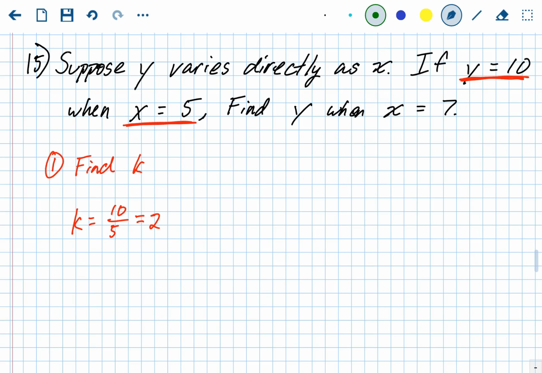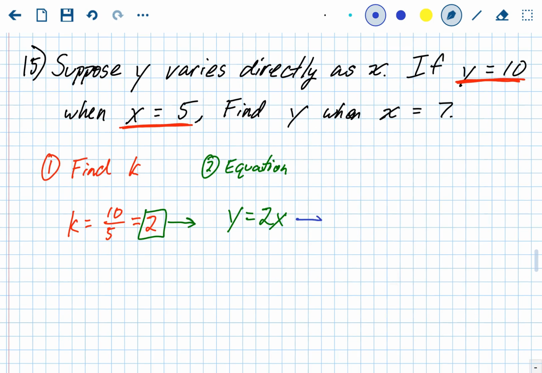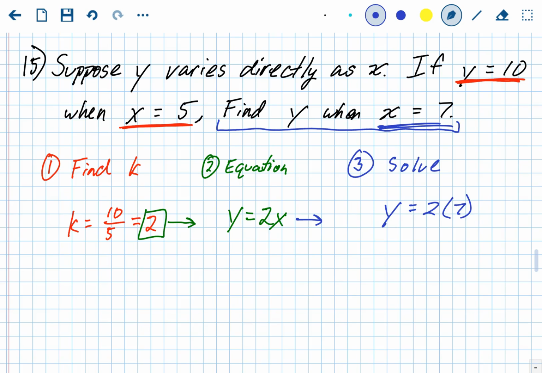We're going to use that k value to then write the equation. The equation y equals kx. We just found k. K is 2. We're going to use that in our equation y equals 2x. All right, and then we're going to use that equation to answer that final question. The final question is find y when x is 7. So plug in 7 for x and find y. So last step is to solve. Instead of y equals 2x, we're doing it when x equals 7, so y equals 2 times 7. Y equals 14.